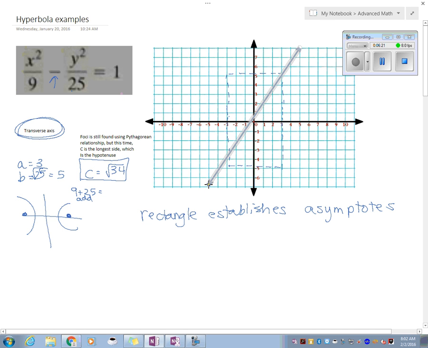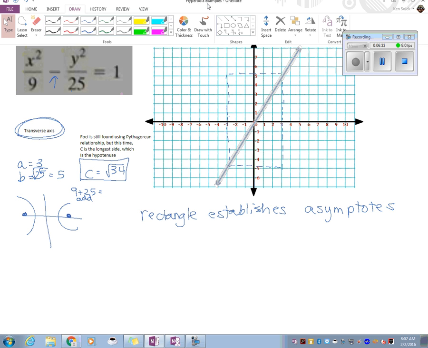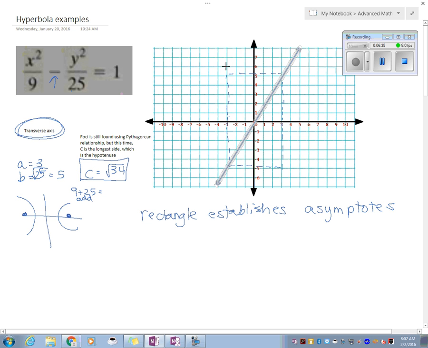I only want to move to this end. There you go. Okay, so you see my asymptote here, okay? And the other asymptote is going to go in the other direction. So it's going to go down here.